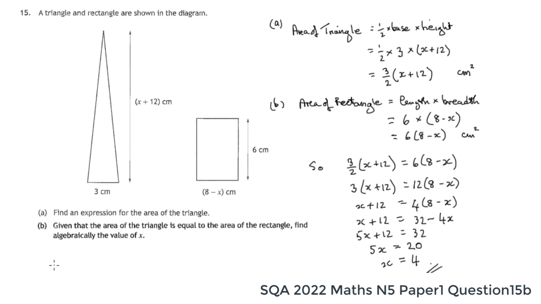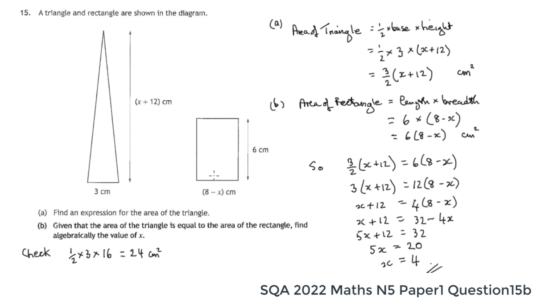Now at this stage it may well be worthwhile checking. If we look at this triangle and we know x is 4, the area of that triangle will be a half times 3 times, we now know the height is 16. 4 plus 12, that's 16. And what will that be? A half of 16 is 8, 3 8s are 24. So that's 24 square centimetres for the area of the triangle.